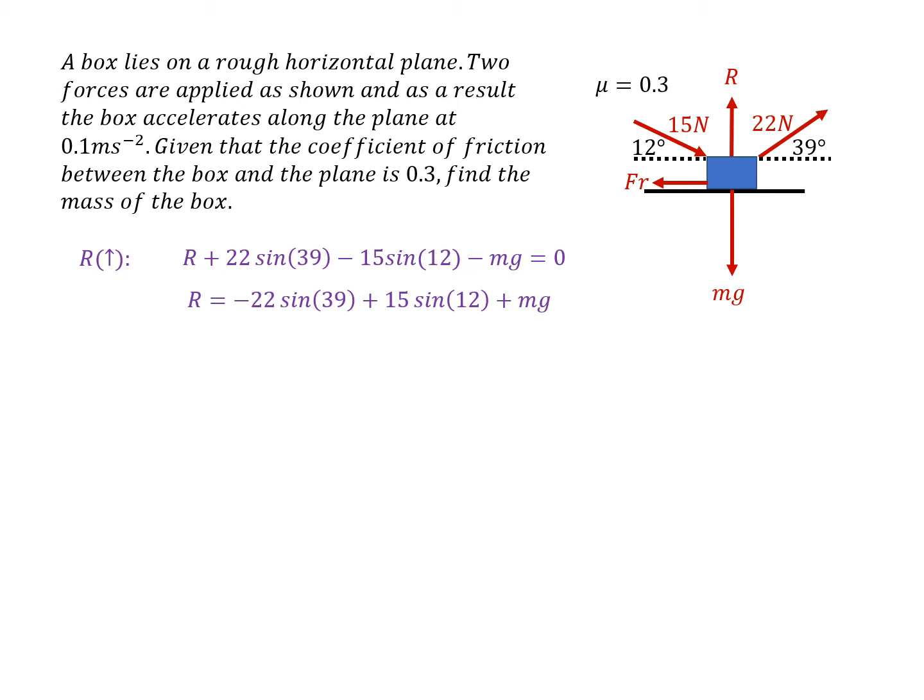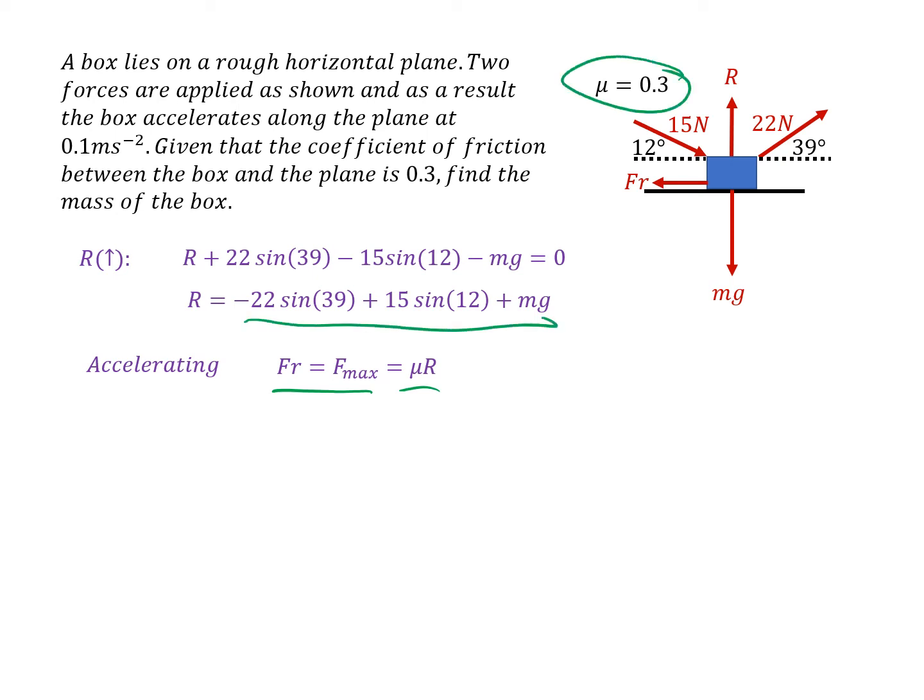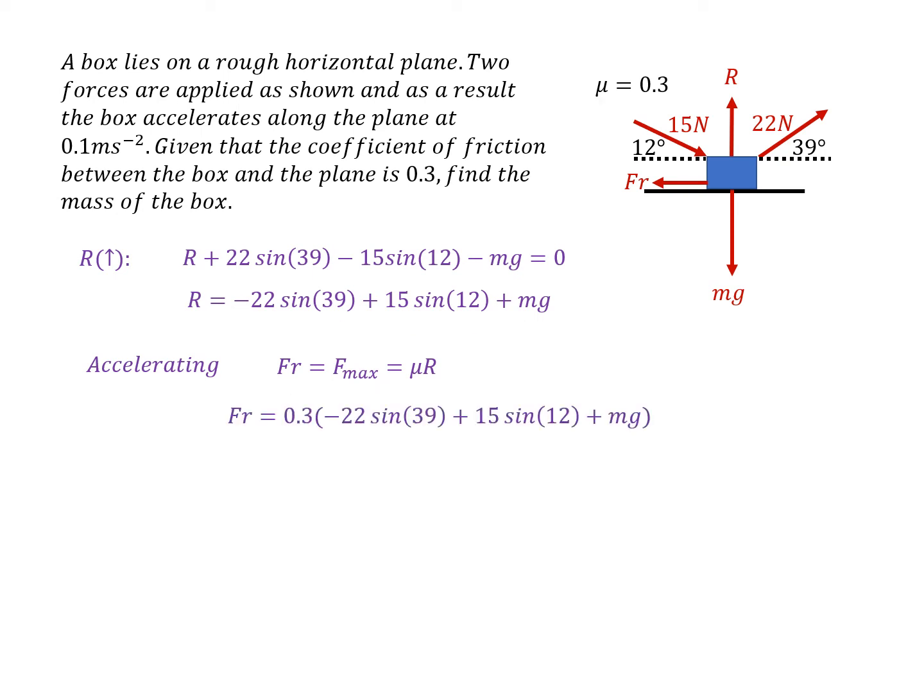Now the particle is actually accelerating, the box is accelerating. So that means that the friction will be equal to F max, and F max is mu times R. So we know what R is, we know what mu is, so we can get an expression for the friction now. So there it is, mu, 0.3, times the reaction there, which I got from here.